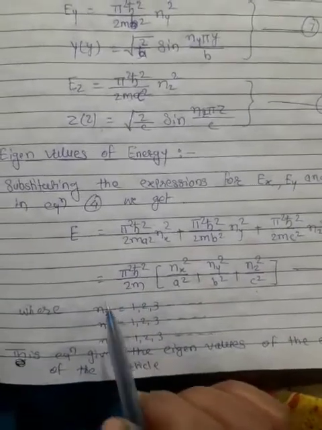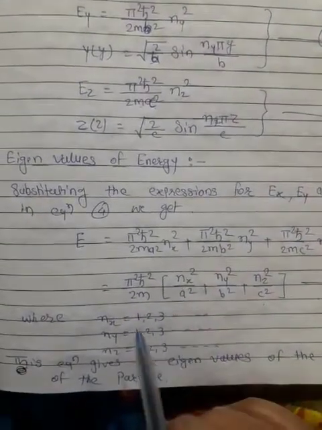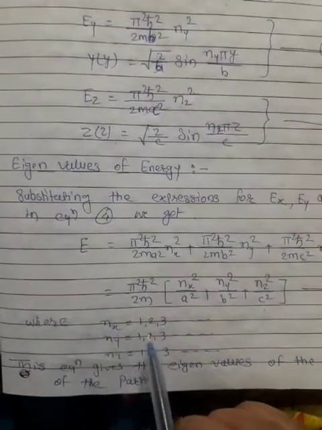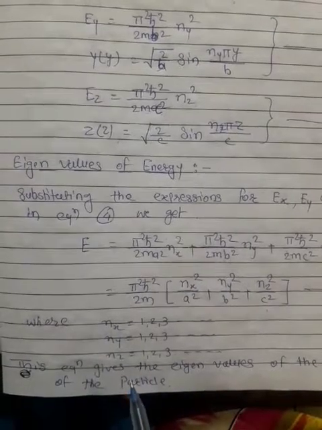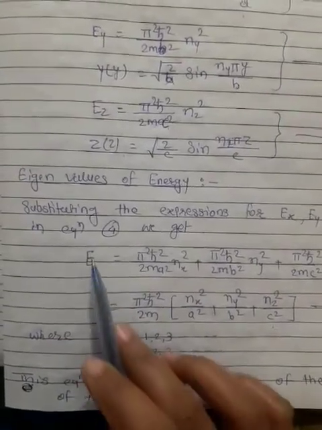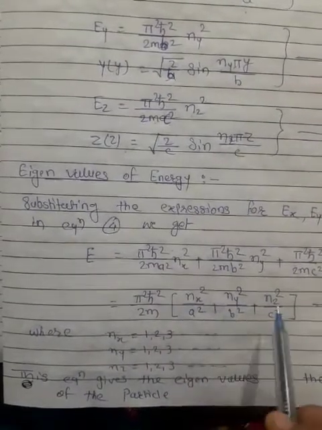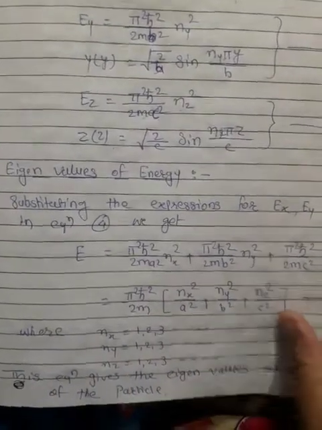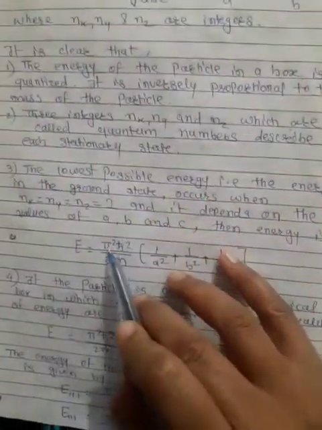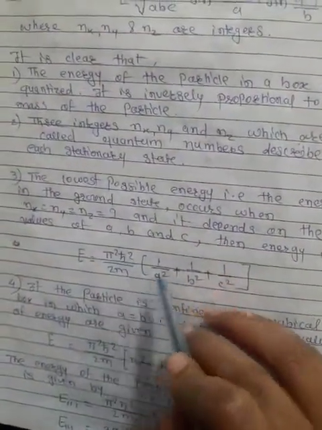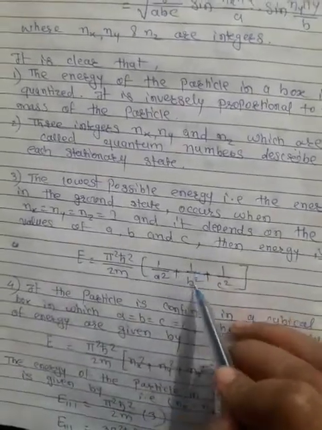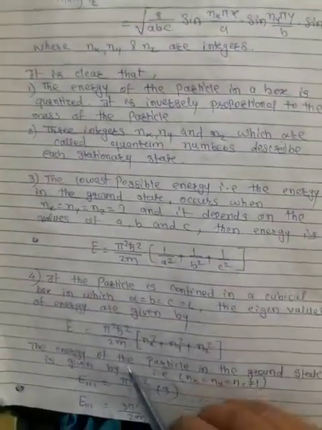For the ground state energy level, the ground state means nx equal to 1, ny equal to 1 and nz equal to 1. Then for the ground state energy, we substitute nx equal to 1, ny equal to 1 and nz equal to 1. Then we get the energy E equal to pi square h cross square upon 2m times (1 upon a square plus 1 upon b square plus 1 upon c square).